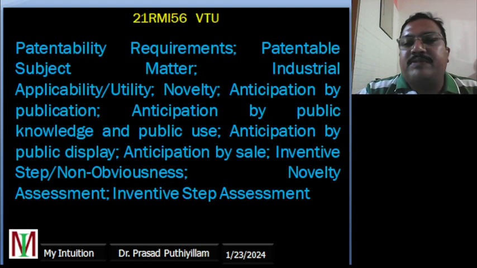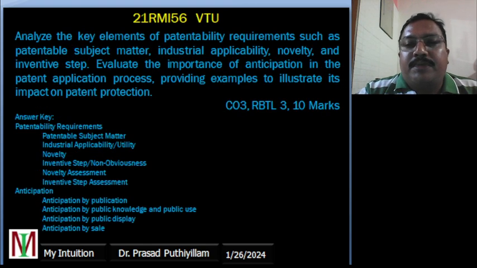So this is the syllabus which I am covering mainly. It mainly contains the patentability requirements as well as anticipation. Based on that, a question is framed: analyze the key elements of patentability requirements and evaluate the importance of anticipation in the patent application process, providing examples. CO3, revised Bloom's taxonomy level 3, and it carries 10 marks.